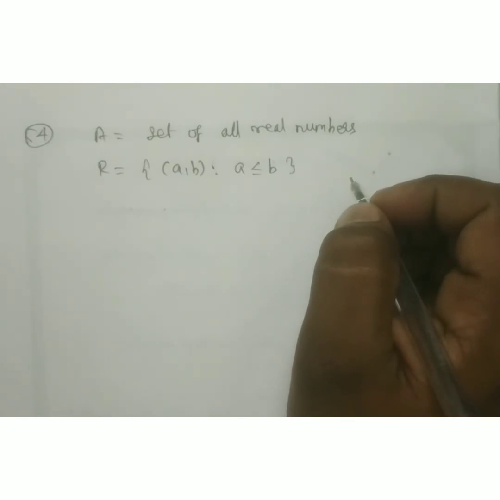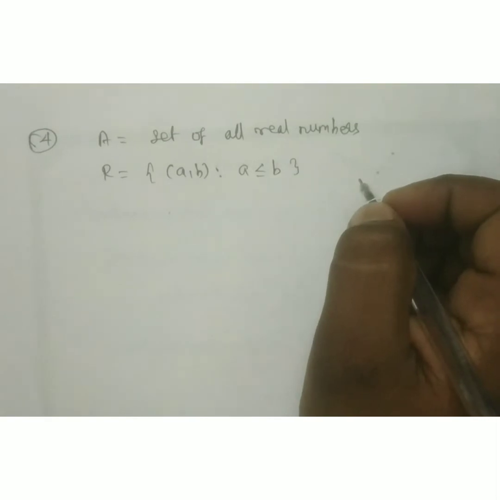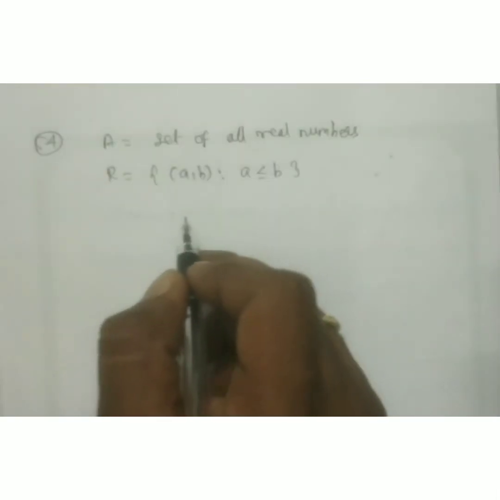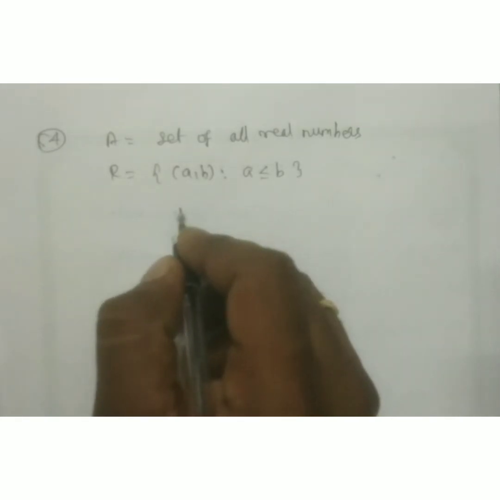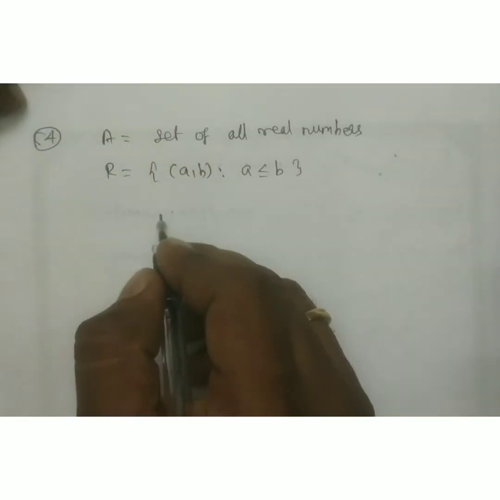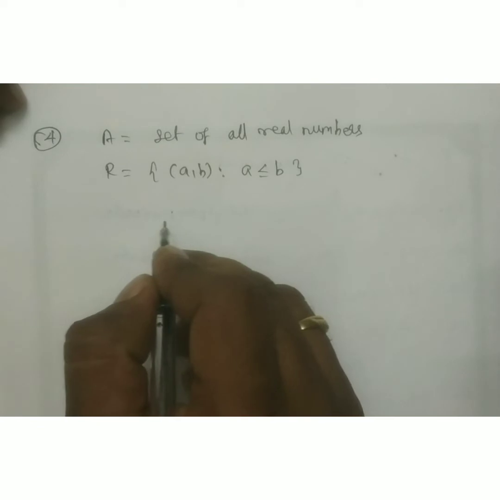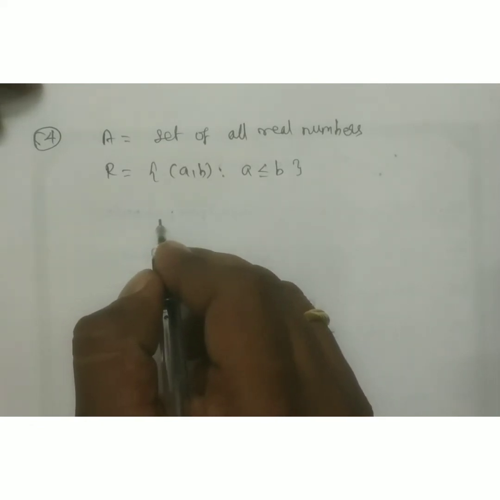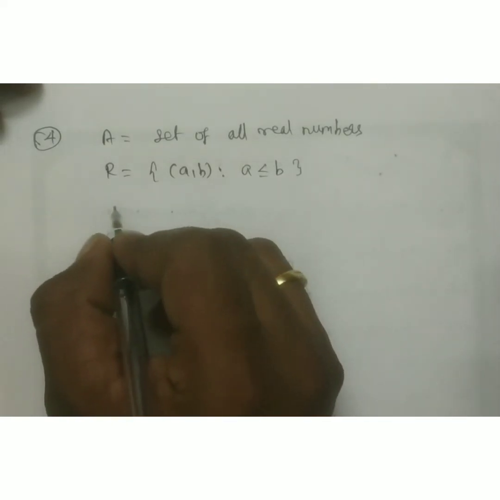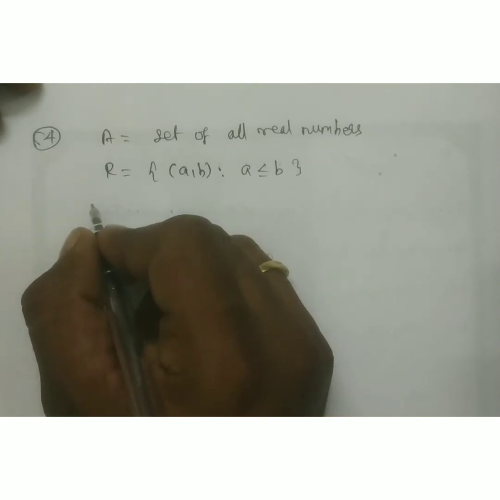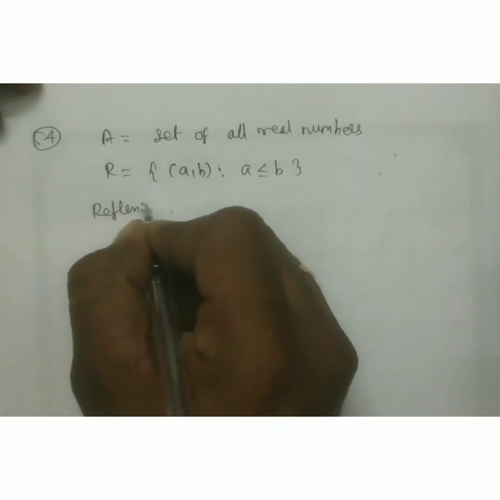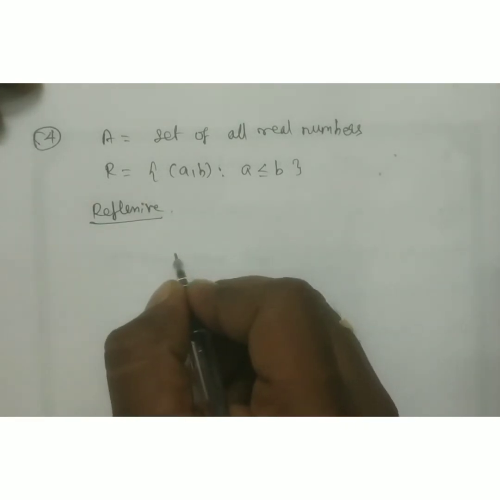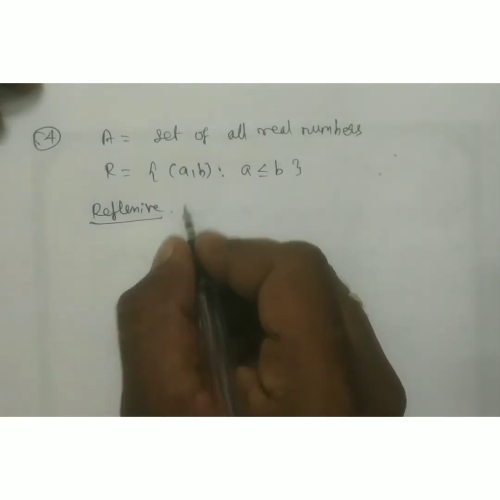The set is not a finite set; a real number set is given. If we try to write the roster form of the relation, we have to write infinite number of elements. It is not possible, so we are going to prove it generally. First we have to check the reflexive property. What is reflexive? (a, a) belongs to R or not.